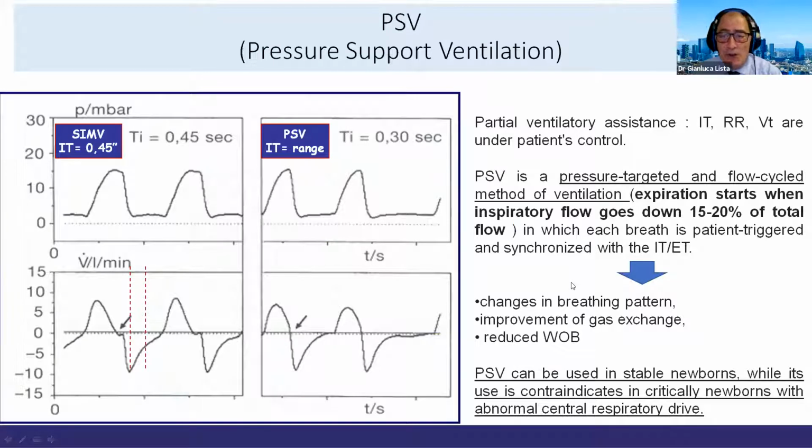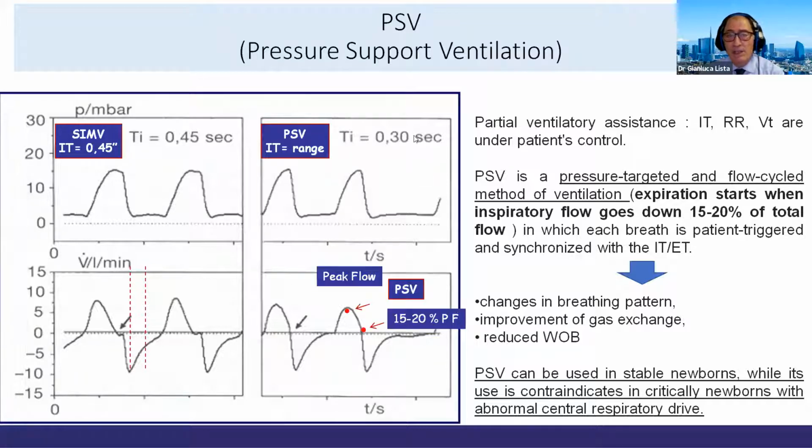SIMV and assisted control are pressure targeted and time cycled modalities of mechanical ventilation. On the contrary, pressure support ventilation is a pressure targeted and flow cycled method of ventilation. During pressure support ventilation, the expiration starts when expiratory flow goes down to 15 to 20% of total flow. With this modality of mechanical ventilation, the patient controls both the starting of inspiration and the starting of exhalation.